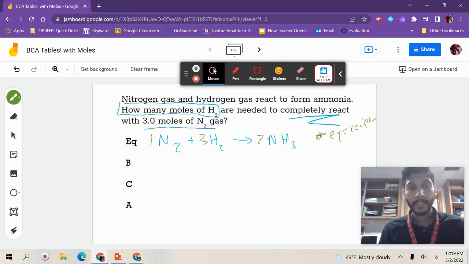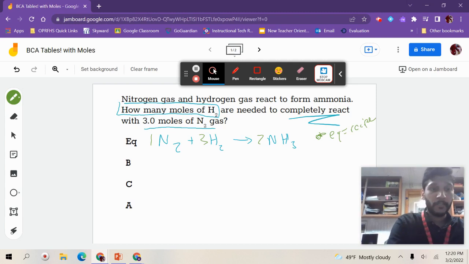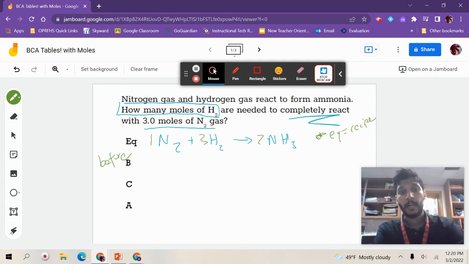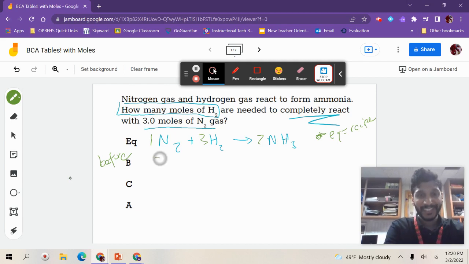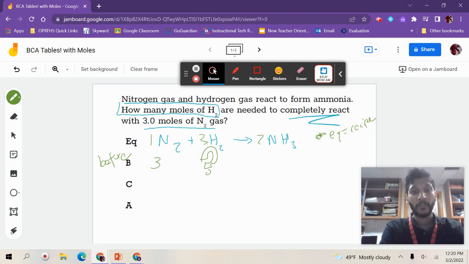So our BCA table is just listed underneath our equation. The B is just going to stand for before. So before the reaction occurs, we're going to fill this row up with what we know. Looks like we have 3 moles of nitrogen, and we don't know how many moles of hydrogen we have, right? We're trying to look for how much is going to react, and it doesn't tell us how much product we have. But if this is before the reaction, we are going to have 0.